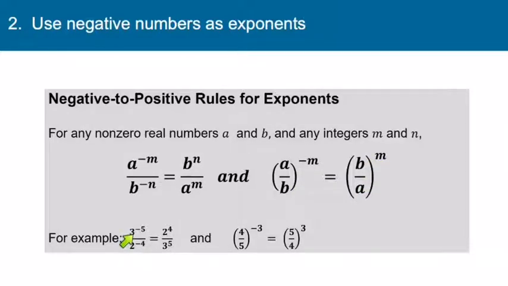So for example, just like the problem we saw on the last slide, if we have 3 to the negative 5th over 2 to the negative 4th, we can make both of these exponents positive in the same step. We just move 3 to the negative 5th to the denominator. That makes its exponent positive. We move 2 to the negative 4th to the numerator. That will make its exponent positive. And so then we could evaluate these two exponents. And if we have 4/5 to the negative third, we can simplify this by writing the fraction in reciprocal form, and that will let us change the negative exponent to positive.